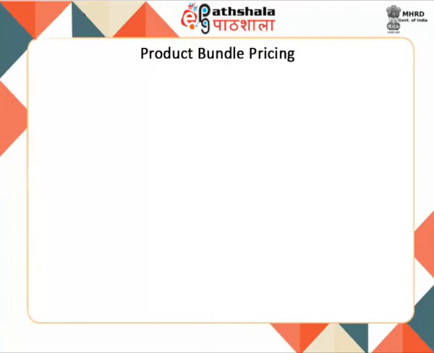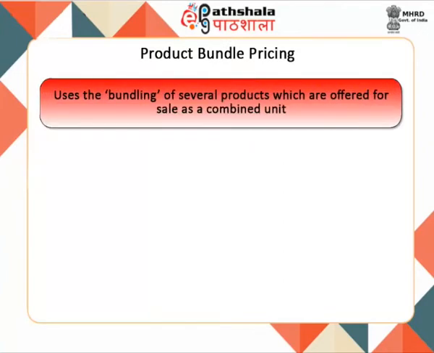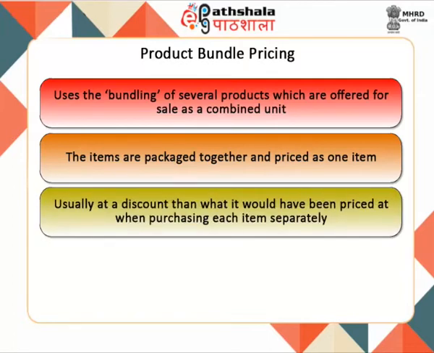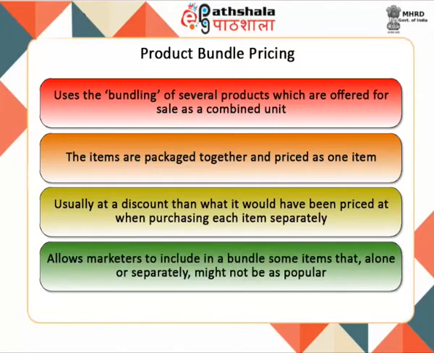Product bundle pricing. This method uses the bundling of several products which are offered for sale as a combined unit. Instead of a consumer having to purchase each item separately, these items are packaged together and priced as one item. This is usually at a discount compared to what it would have been priced at when purchasing each item separately. This method allows marketers to include in a bundle some items that alone or separately might not be as popular with consumers as other items in the bundle.